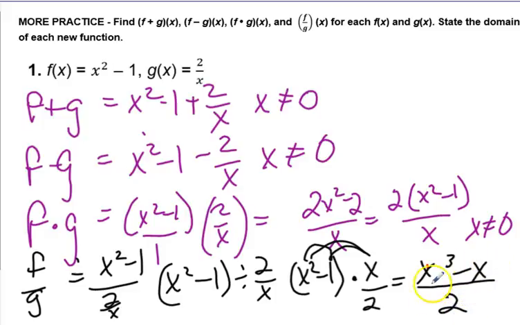This has no restrictions, but did something earlier have a restriction? X still cannot equal 0, because of the original function. You can't put something in the new domain that wasn't in the original domain, okay?